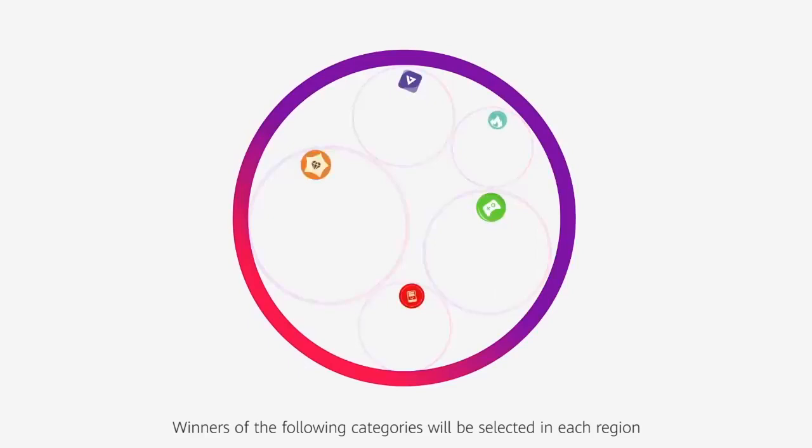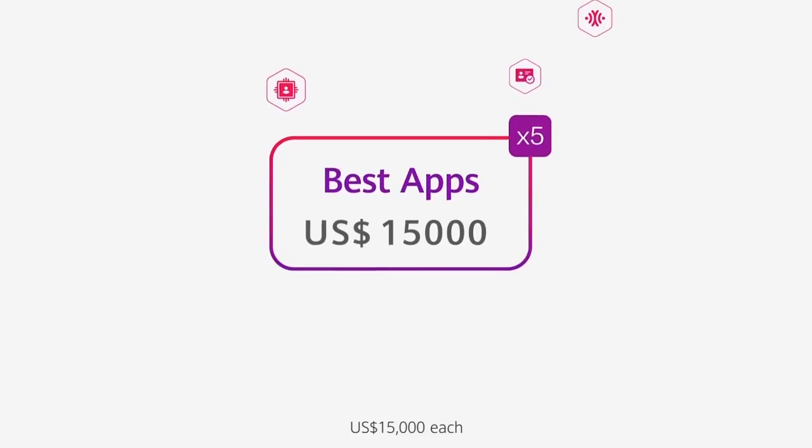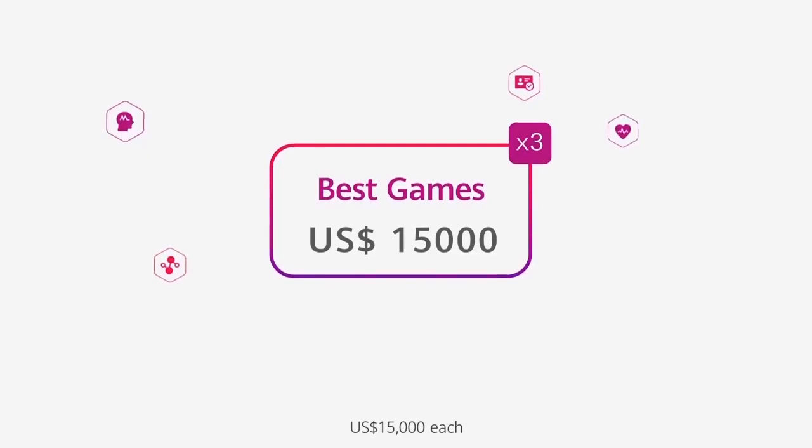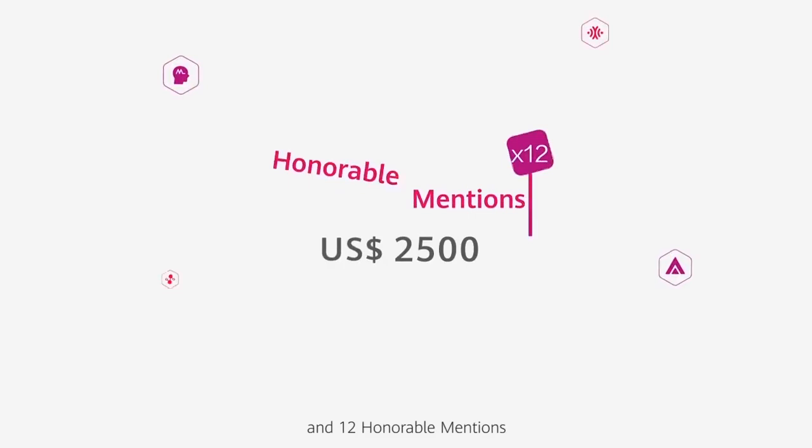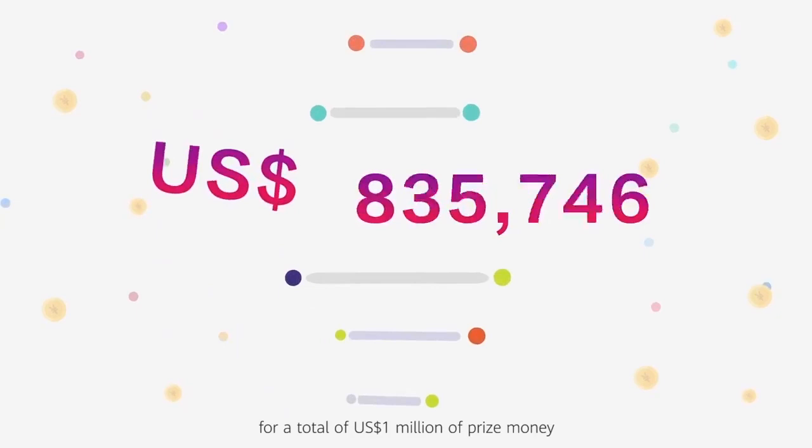Winners of the following categories will be selected in each region: 5 best apps, $15,000 each; 3 best games, $15,000 each; 3 best social impact apps, $15,000 each; 1 most popular app, $5,000; and 12 honorable mentions, $2,500 each. For a total of $1 million of prize money allocated from the Shining Star program.